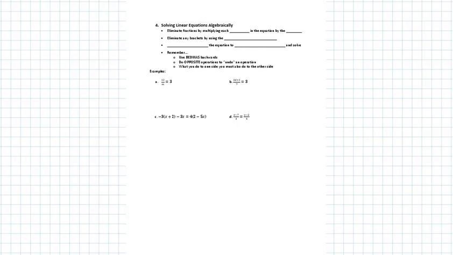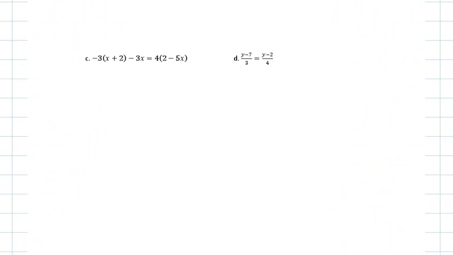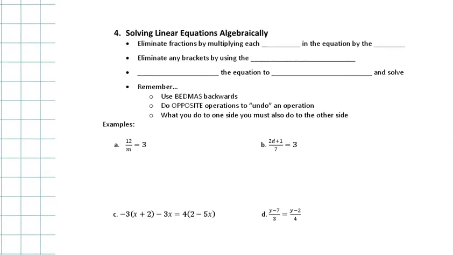This is solve. So basically when the word says solve, that means you're looking for a value for your letter. Solve means find the value of the letter that satisfies the equation. It has to satisfy the equation. So the first thing you want to do, number one, you're going to use BEDMAS backward.